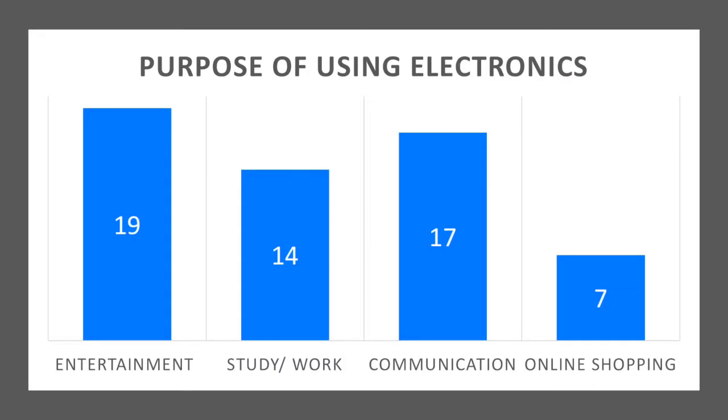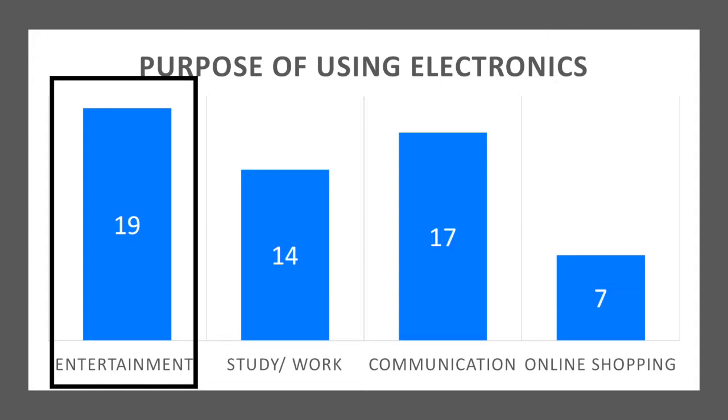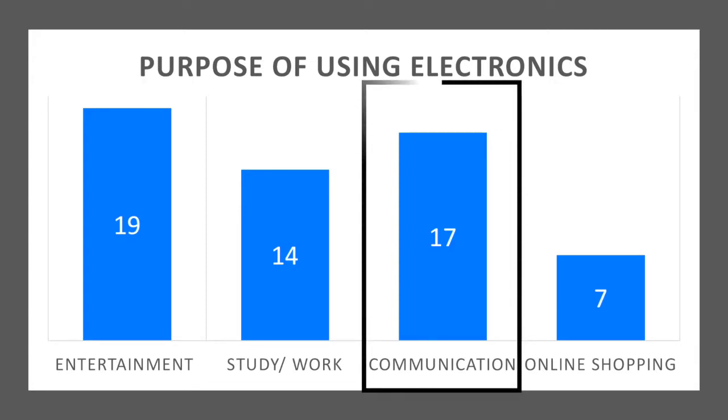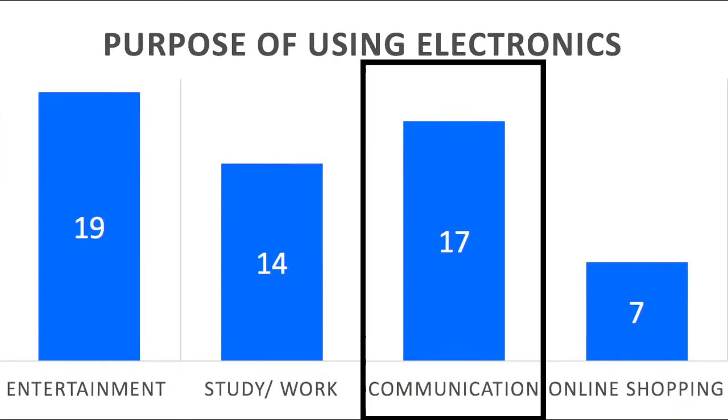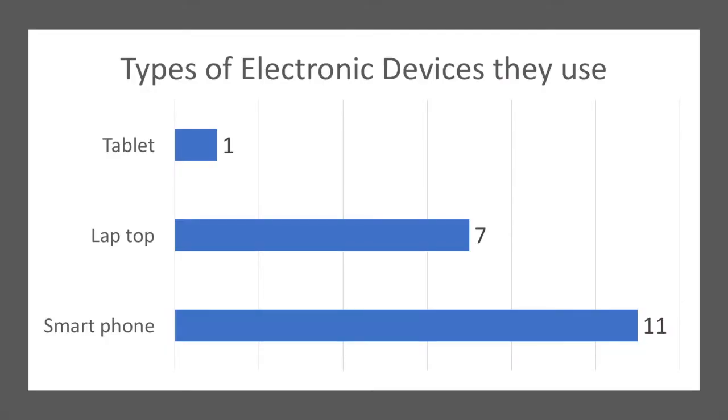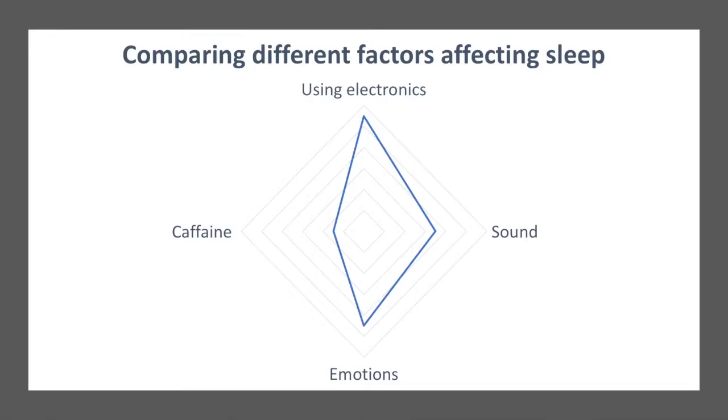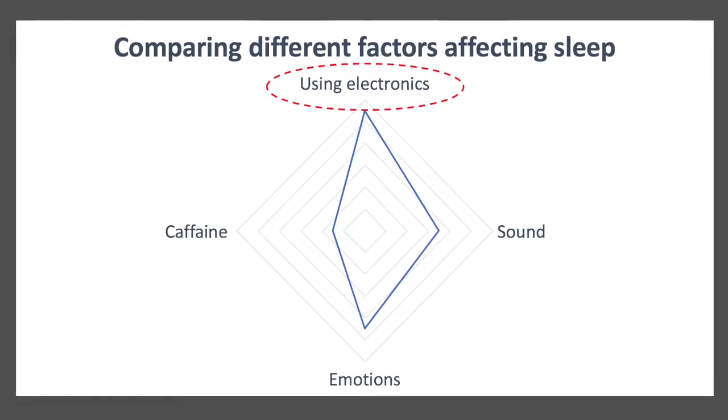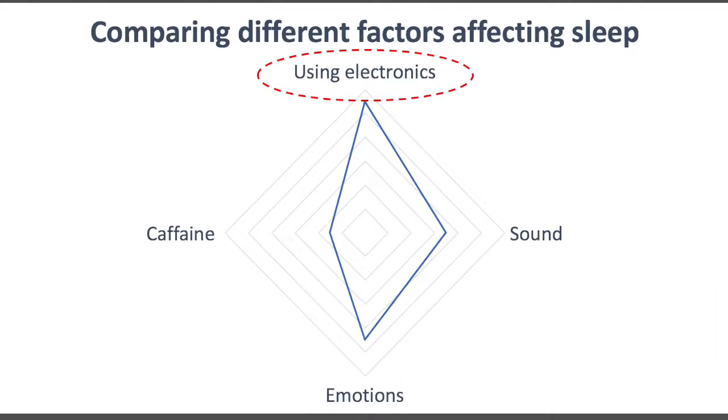What are they doing? From our graph, entertainment like listening to music and playing games gets the highest peak of 90, followed by communication using social media, which gets 17. For the kind of electronics they use, 11 usually use their phone, while 7 of them use their computer, 1 of them uses a tablet. We also asked them to rank the factors that are affecting their sleep. Using electronics is ranked first by 12, while emotions, either too excited or sad, has the second highest average ranking. Most of our interviewees agree that using electronic devices is the largest roadblock to a good night's sleep.